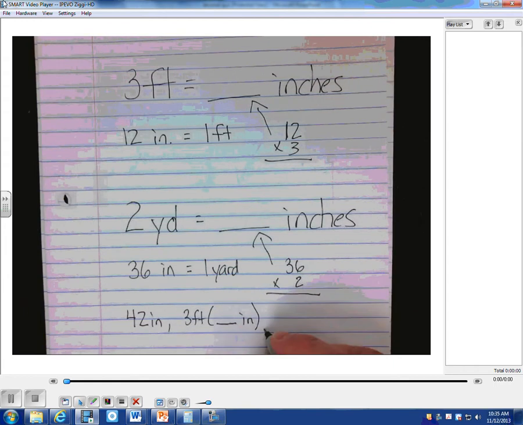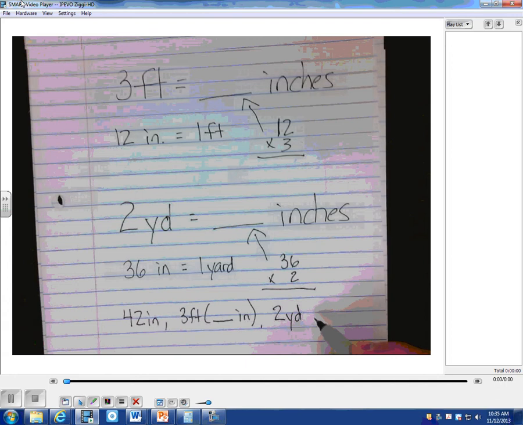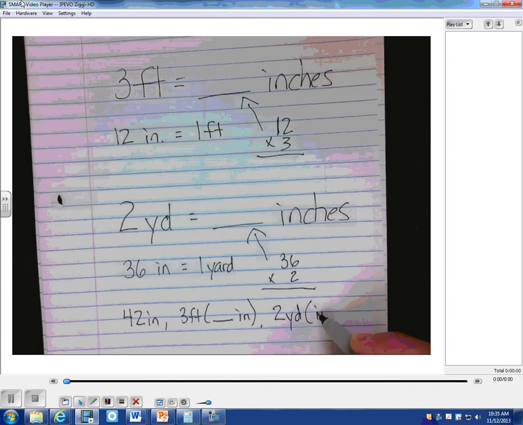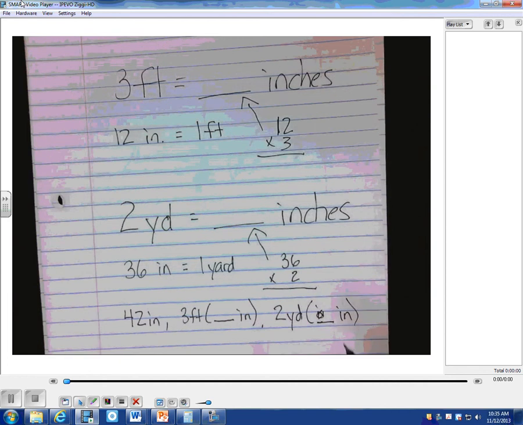And then we had the 2 yards. And again, in parentheses, I'm going to put how many inches. Blank inches. Okay, so once you figure out your inches for each one, you can then determine which one of those is the smallest. Which is the smallest. And you'll write that on the line.